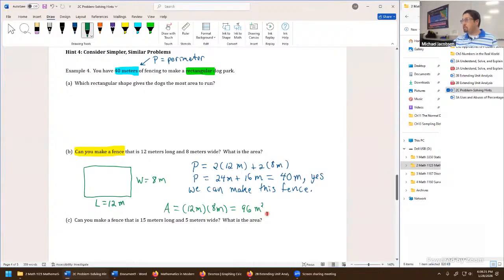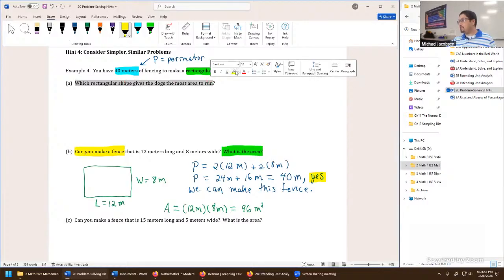And so we addressed both parts of the problem. We have the area, and we answered yes, we can make this kind of fence. The perimeter would be 40 meters, using up all the available material. And the dogs will have 96 square meters to run. A meter is approximately 3 feet, so that's a pretty big area for the dogs. But this is not the whole end of the problem. Really, the major question, that one at the very top, was which shape gives the dogs the most area to run? So we still need to come back to that question there.